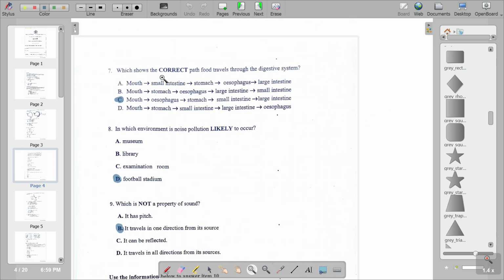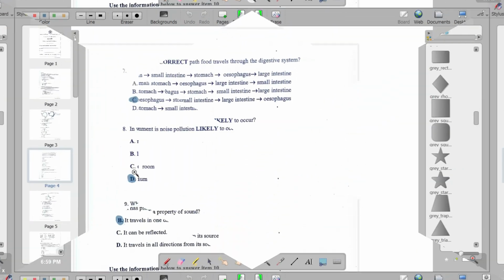All right, so it says, which shows the correct path food travels through the digestive system? So it says the mouth to the small intestines. That's not correct. So I know this is definitely wrong. Mouth to the stomach, no, that is wrong. So the mouth to the esophagus, that's definitely it. That's the step. Then the stomach, then the small intestine, then the large intestine. So I chose C.